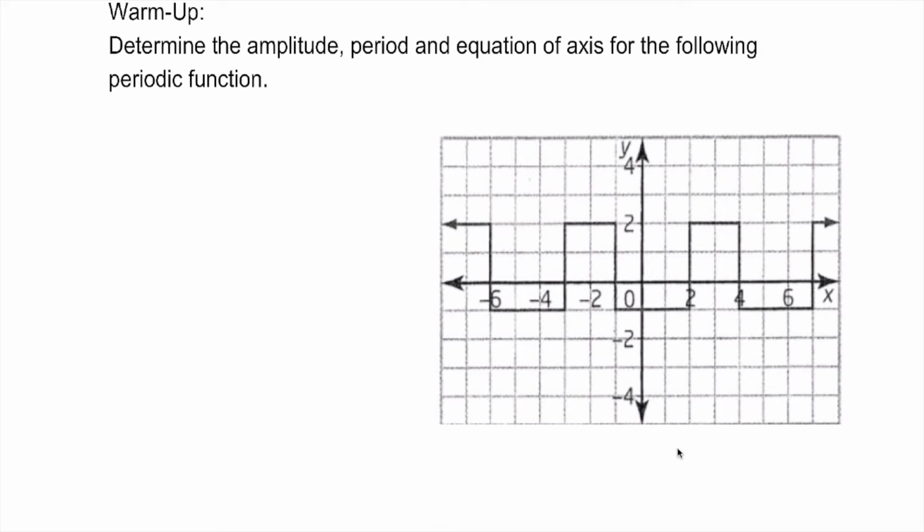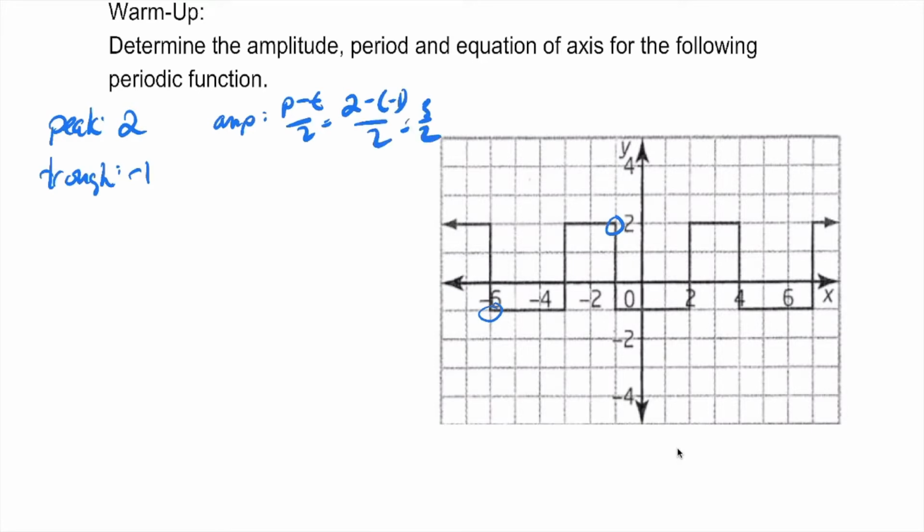To me, the easiest thing to get the amplitude and the equation of axes is always to find out what the peak value is. So it gives the peak value as the highest value. In this case, it hits the peak several times, so the peak value there is 2. What's the trough? The trough is -1. So our equation for the amplitude is going to be peak minus trough over 2, which is 2 minus a -1 over 2, which is 3 over 2, or 1 and 1/2.